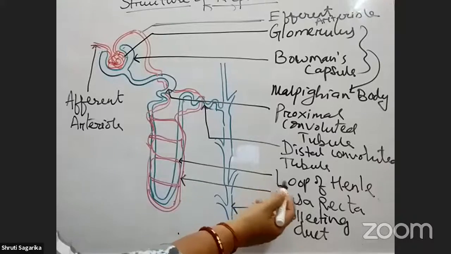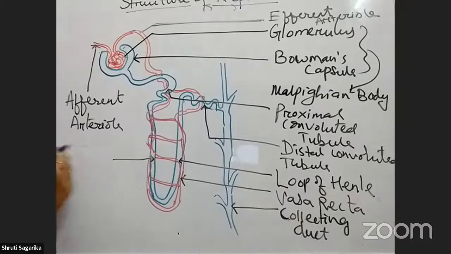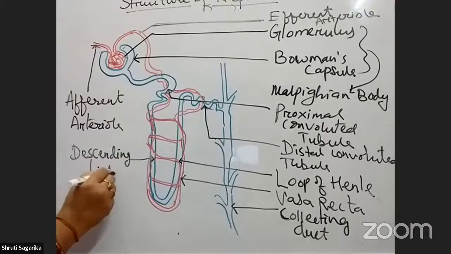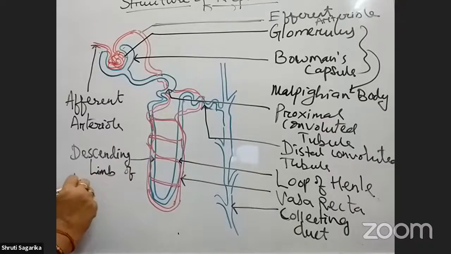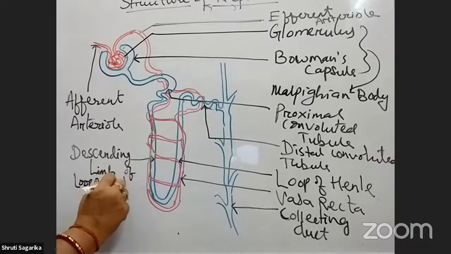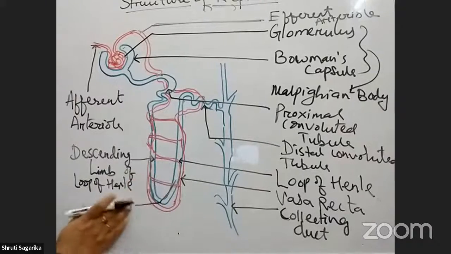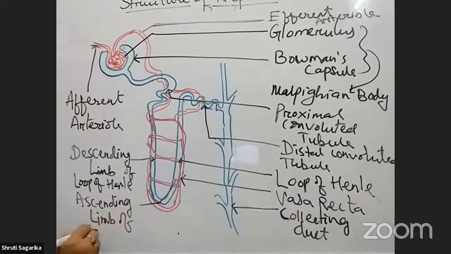So this part of the loop of Henle, is it visible? This part is called the descending limb of the loop of Henle. And this particular one is called the ascending limb of the loop of Henle.